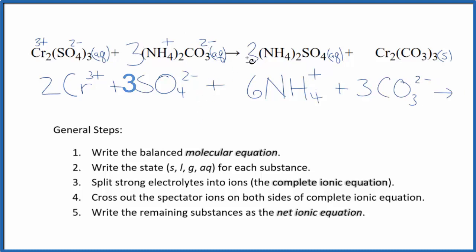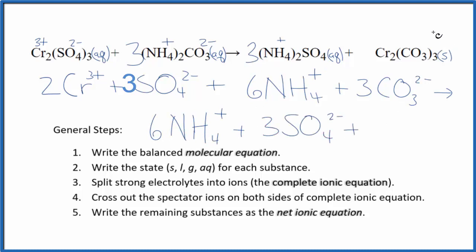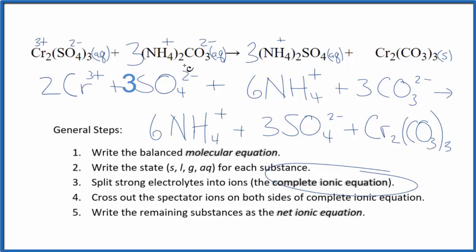For the products, we have 3 times 2 of these ammonium ions. So again, 6 ammonium ions and 3 sulfate ions. With ionic equations, we don't split solids apart, so we're just going to write this as is. It'll stay together as chromium 3 carbonate. And this is the complete ionic equation for chromium 3 sulfate plus ammonium carbonate.